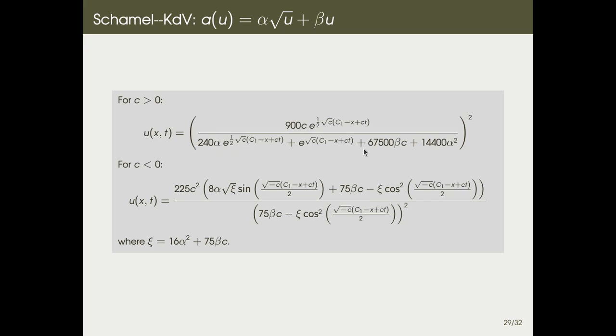And finally, if we consider, for example, a equals alpha square root of u plus beta u, we obtain the so-called scalar KdV equation. This infinity structure based approach lets us obtain, in this case, these two families of solutions which depend again on C and C1.